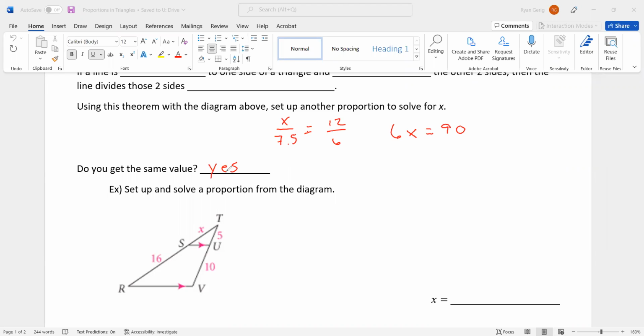Okay. Let's see if we can do it again. Set up and solve the proportion from this diagram. First thing I want to check for, are the lines parallel? They are. Okay. So what I can do, it's very simple. X over 16 equals 5 over 10. You can probably figure out what this one is without really doing much, but we'll go ahead and do the cross multiplying. 10X equals 80 and X equals 8. All right. It's a nice theorem. Makes life a little easier for you.